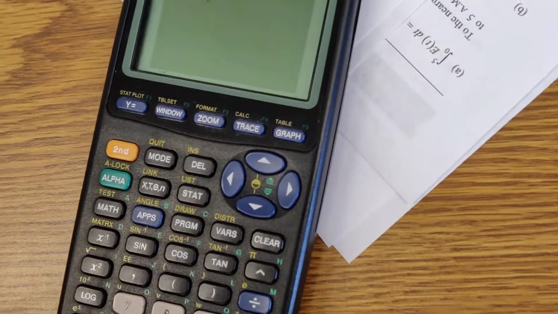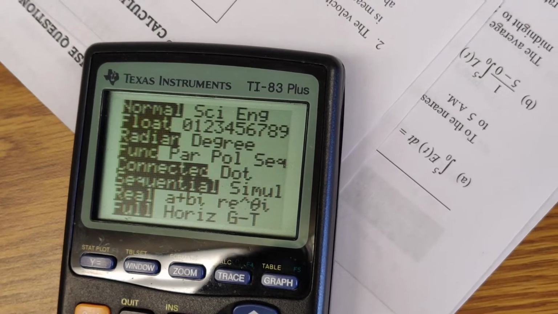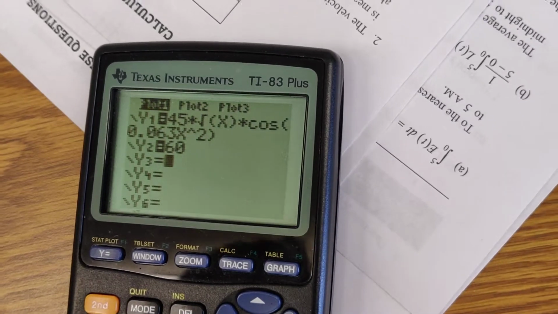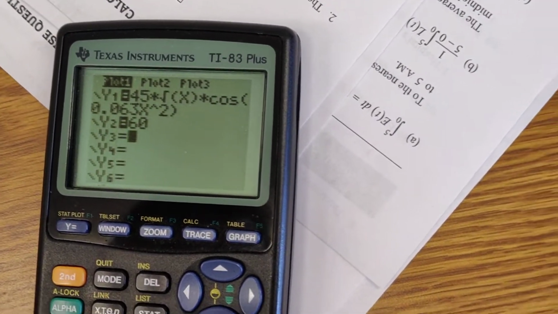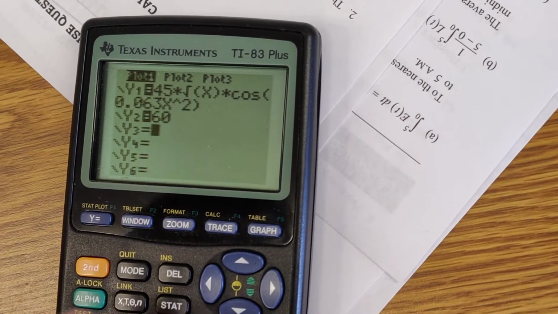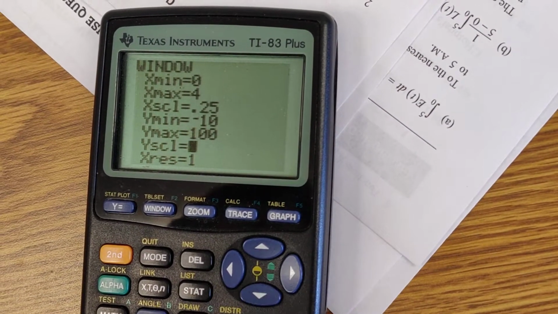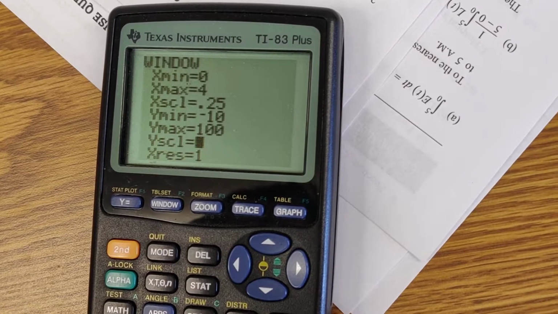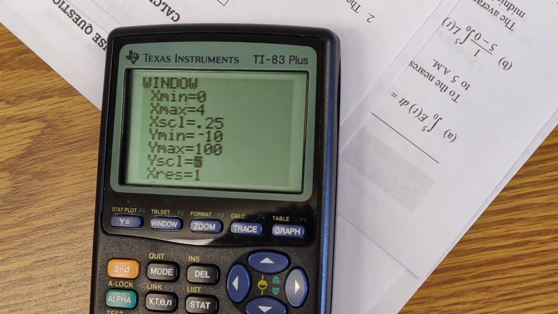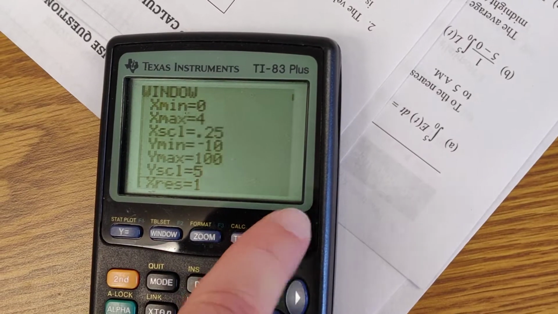Turn your calculator on, go to mode, make sure you are in radians. As you can see, I am in radian. Go to y equals. As you can see, I've entered two things. I've already entered the velocity of Q, and I've entered the number 60. Set up your window. Your x's should be between 0 and 4. Your y's, I chose them between negative 10 and 100. It is possible for you to use a different scale. What you have to do is play with your calculator and find your own scale. Now let's graph.